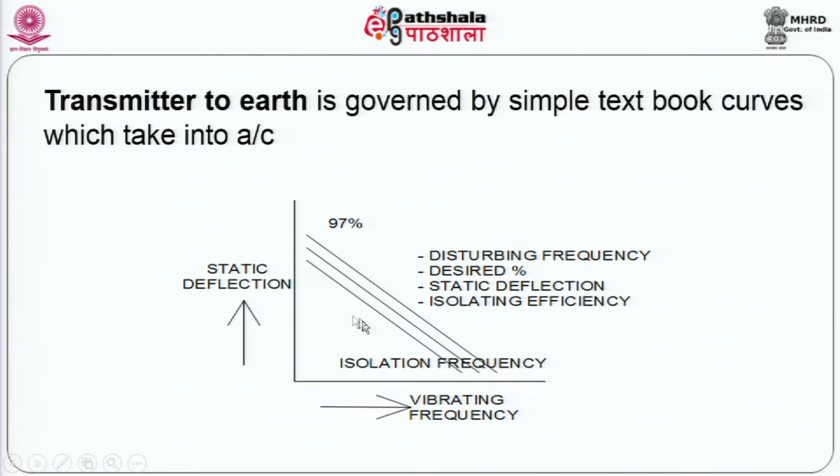These are the curves which are available and they are plotted against static deflection on the y axis and vibrating frequency on the x axis. Now, vibrating frequency is known by the lowest RPM of the AC equipment.